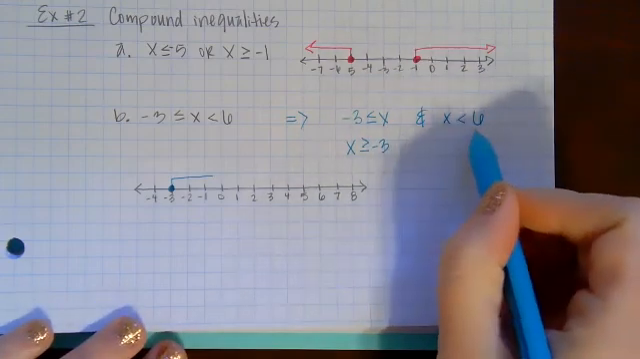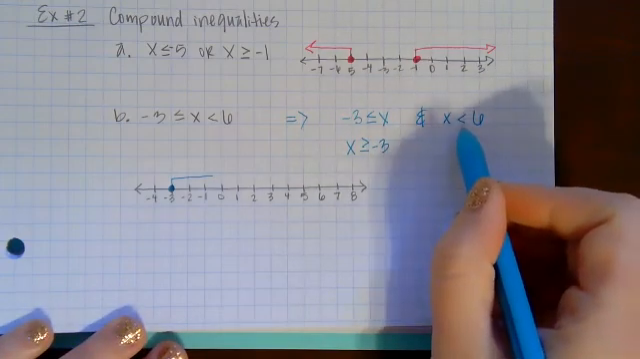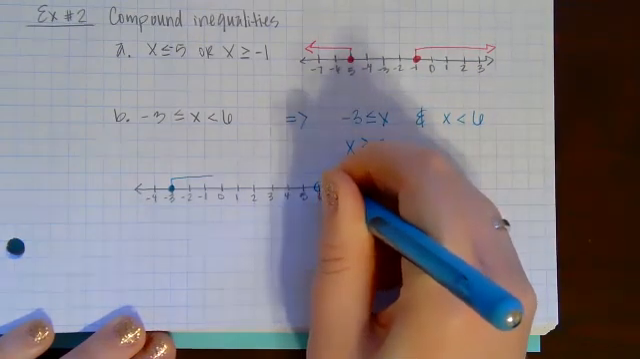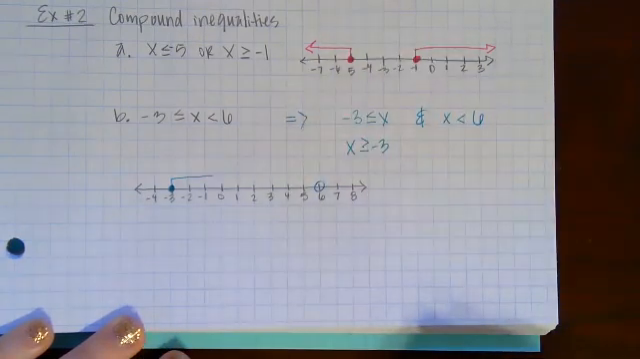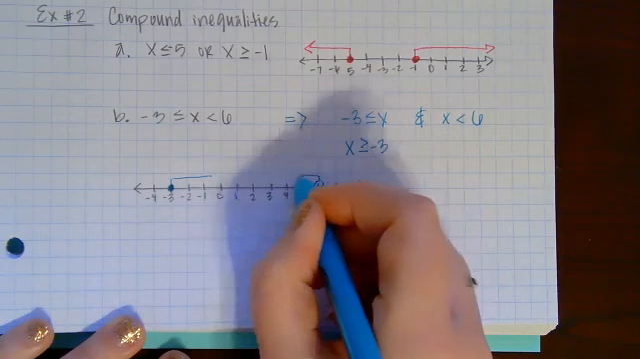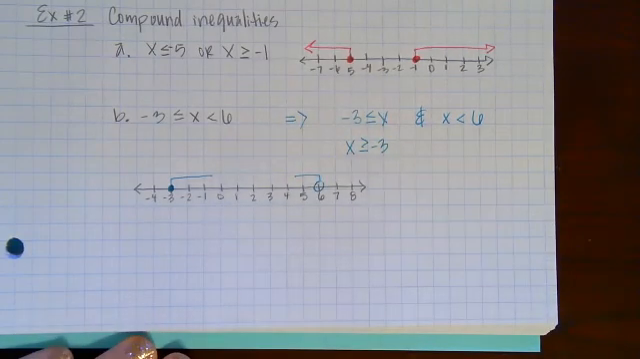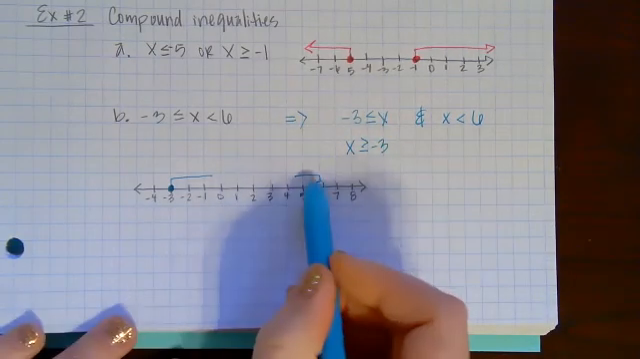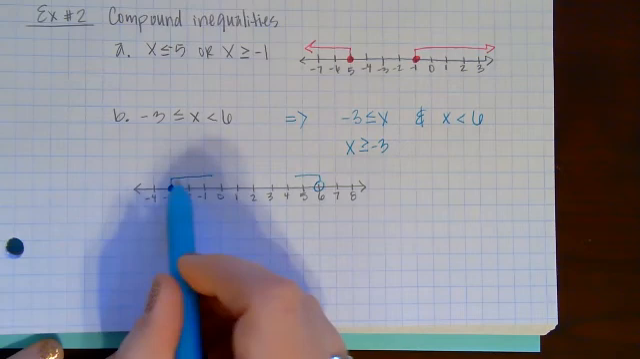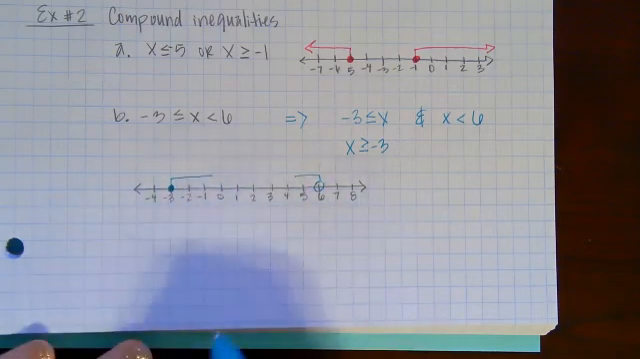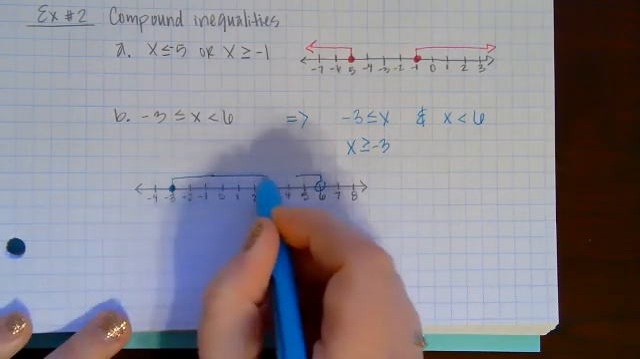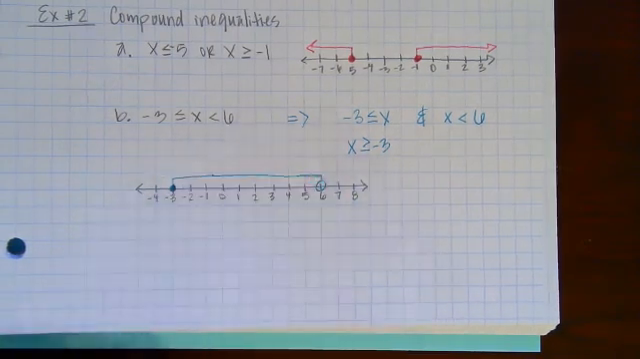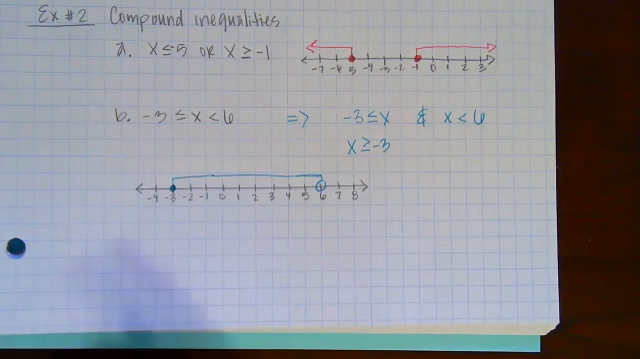Then this one says X is less than 6. So less than is not included. So I'm going to draw an open circle at 6. And the numbers that are less than 6 are going this way, right? So you can see if I would have drawn this going this way and I would have drawn this going this way, the part where both of them are true is right in the middle. So my solution is right in the middle of those two.